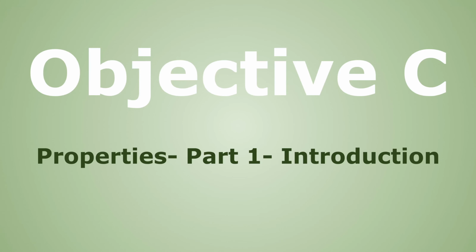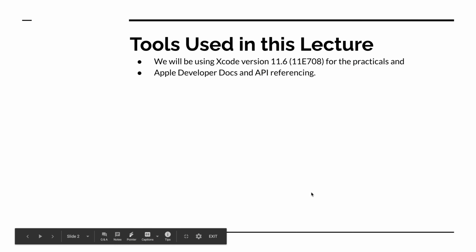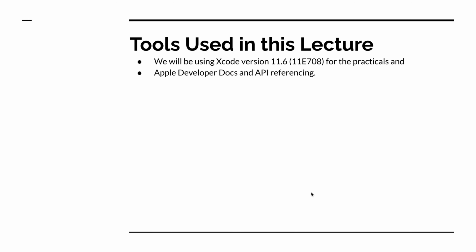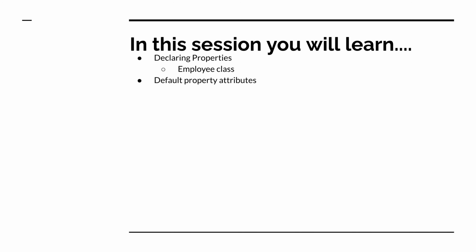Hi everyone. The lesson is Properties Part 1 Introduction in Objective-C. We'll be using these tools and documents for referencing. You need to make sure you look at these prerequisite lessons and you can find the link to download this in the description. You'll be learning about declaring properties, especially using the employee class as an example, and about default property attributes.